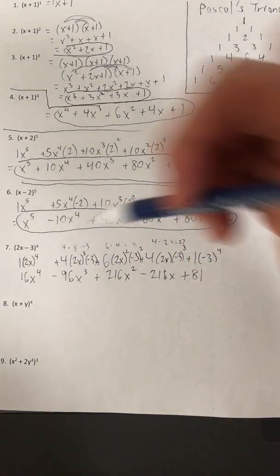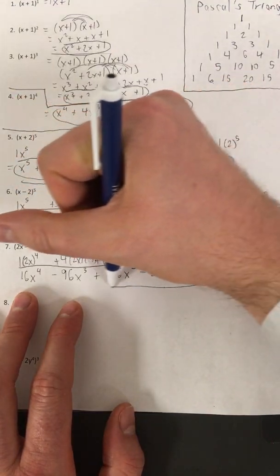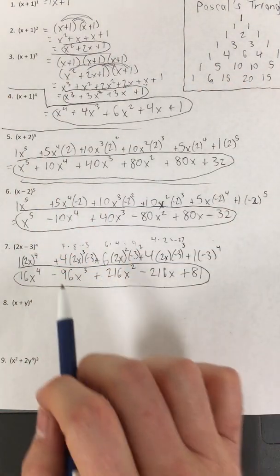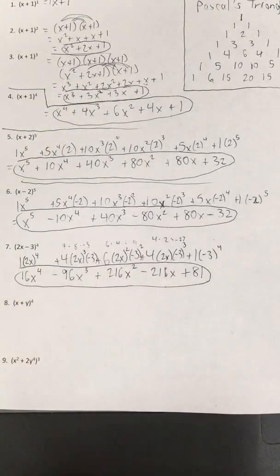Basically, one thing you could do whenever there's a minus in the problem, just check to make sure your final answer alternates between positives and negatives. You shouldn't have 2 negatives or 2 positives side by side when there's a minus right here.